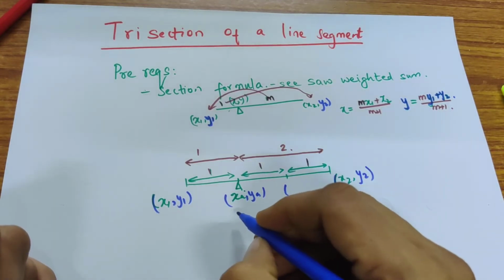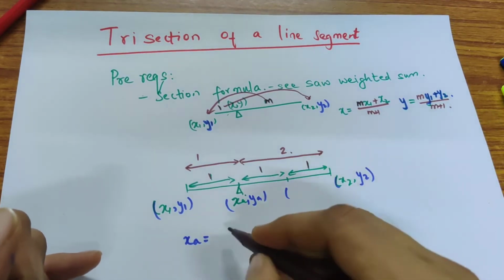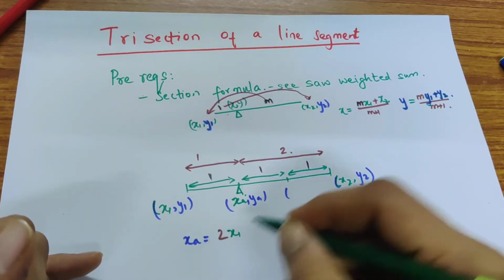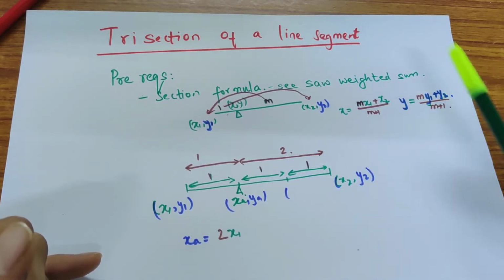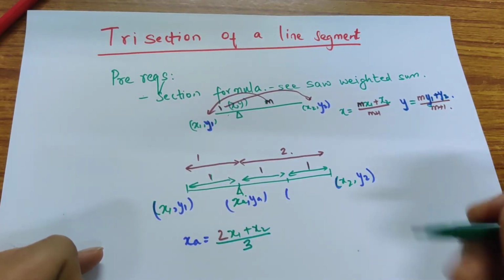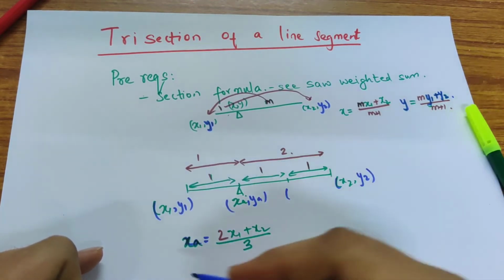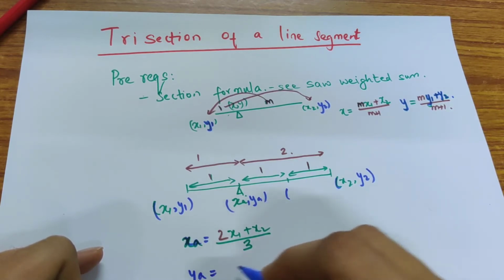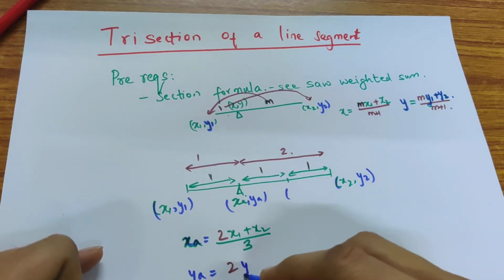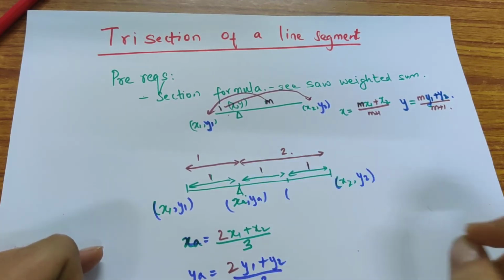So what I'm saying is that your xa will be equal to 2 times x1 plus x2 divided by 3, done, and ya will be equal to 2 times y1 plus y2 divided by 3. So that's this point, that's done.